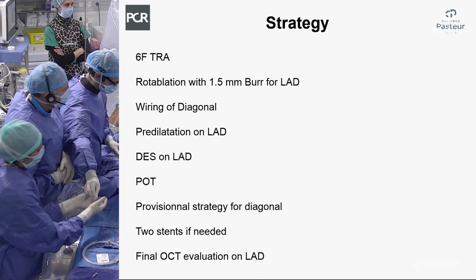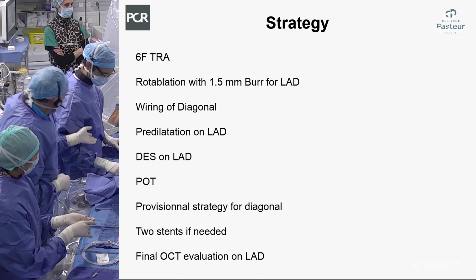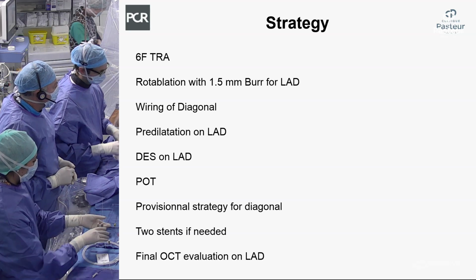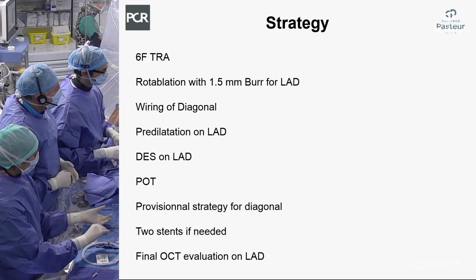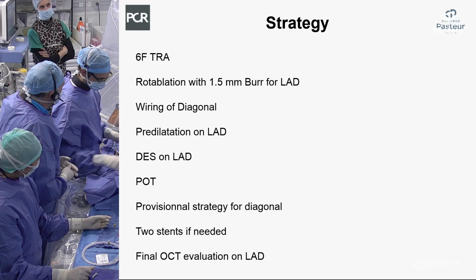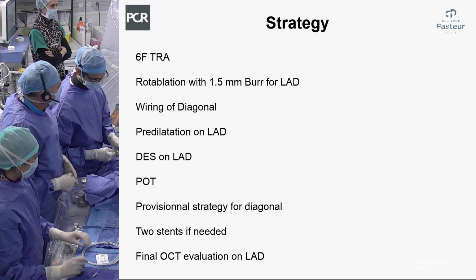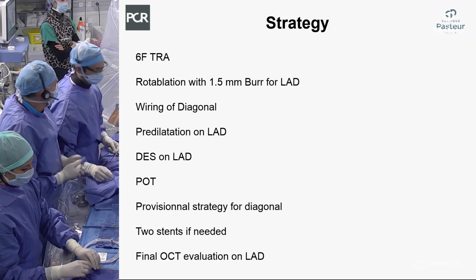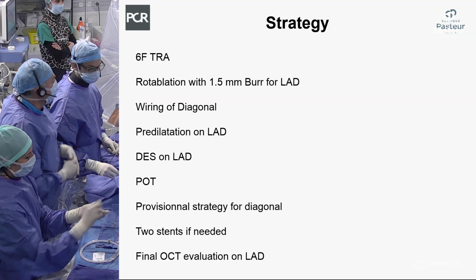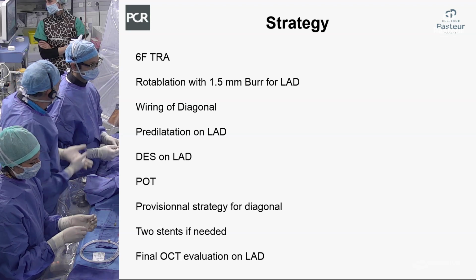Maybe. Next. So we will do this with a 6 French transradial approach. We do a rotablation with a 1.5 millimeter burr. We will then wire the diagonal, then predilatation on the LAD, put a stent on the LAD, do a POT, and see what we have to do on the diagonal, provisional strategy, 2 stents if needed. And if we still have time, maybe we will do a final OCT evaluation.